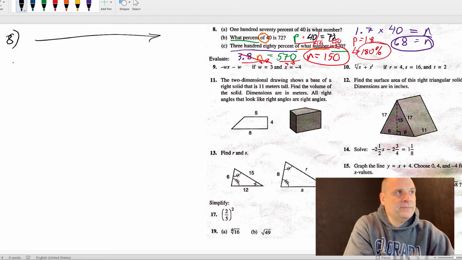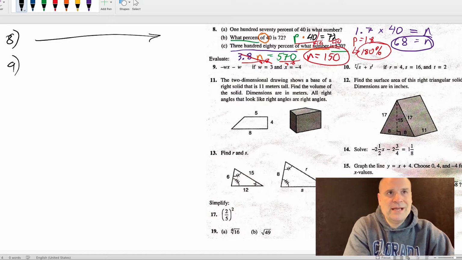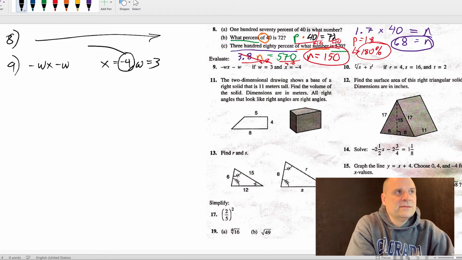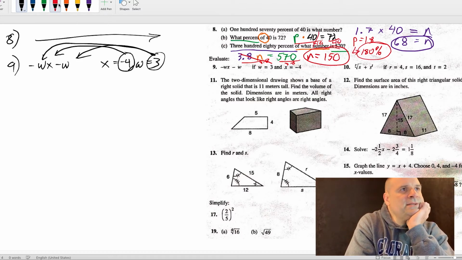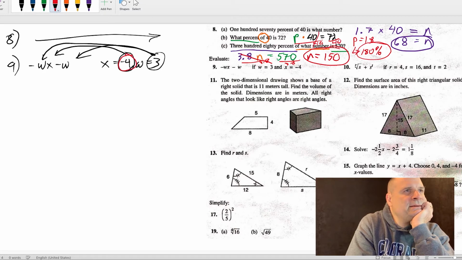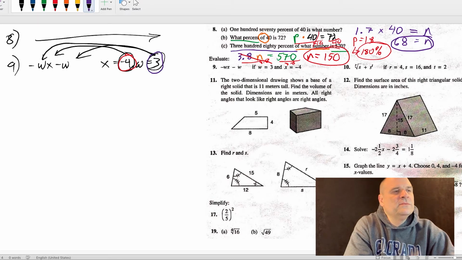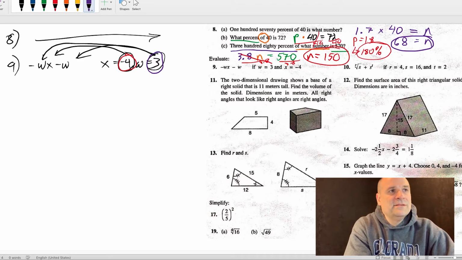So number 9 says this, negative WX minus W, all right, X equals -4, W equals 3. So we're just gonna plug these guys in for X and for W. So this guy goes there and it goes there, all right? So let's use red for X and we'll use purple for W, okay? When you're plugging stuff in, it's nice to use parentheses, especially if it's negative.